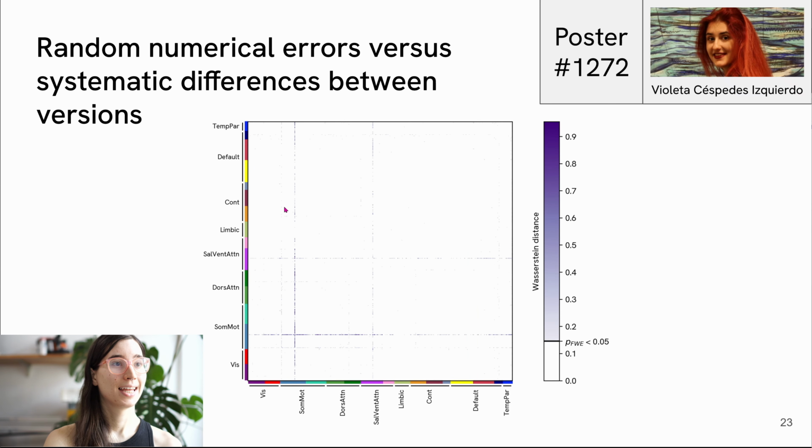But when we look across the entire connectivity matrix, we do find that for some regions there are statistically significant differences that arise. And so now we know that these are not just random numerical errors that occurred in one version or the other, but that there's a systematic difference, and we need to go investigate where this comes from. So that's going to be an interesting process going forward, and I hope that we can incorporate that into our development workflow so that we can really ensure reproducibility.